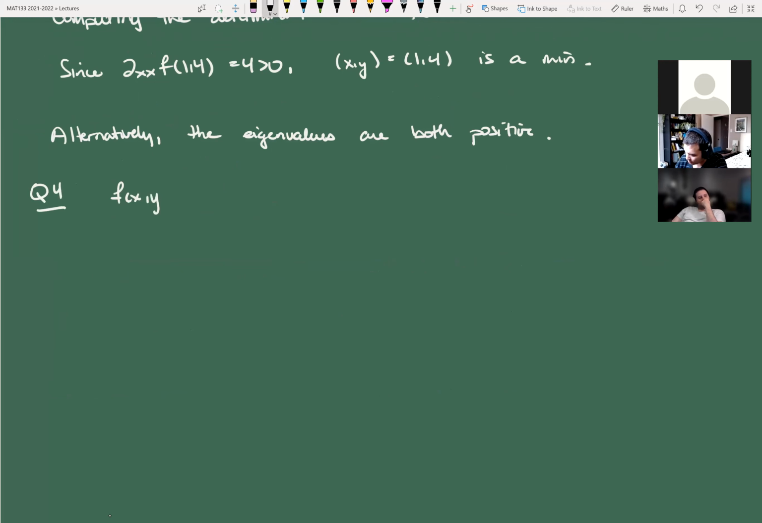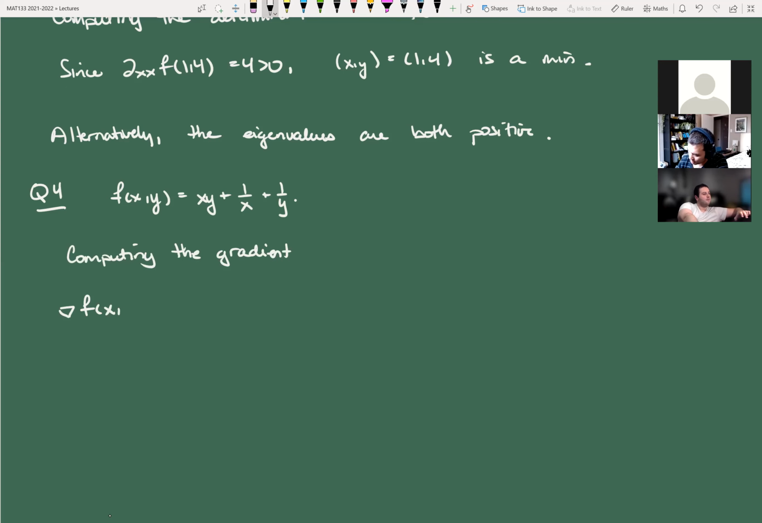We're given f of xy is xy plus 1 over x plus 1 over y. So let's compute the gradient of this. We take the x partial to begin with, so we get y minus 1 over x squared. And the equation is completely symmetric in x and y, so even if you didn't want to go through all the motions again, you can basically just switch x and y and you get the right answer. So that's the vector of first derivatives. Now we need to compute the Hessian.